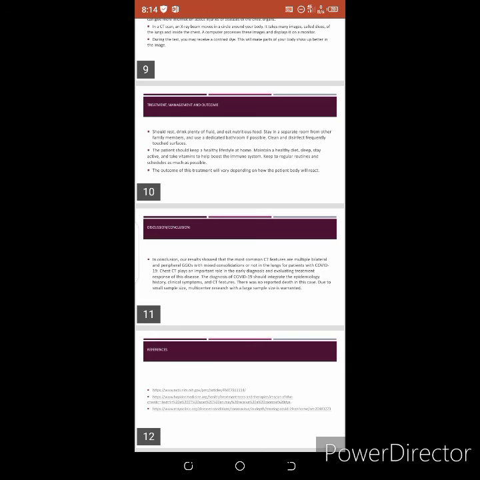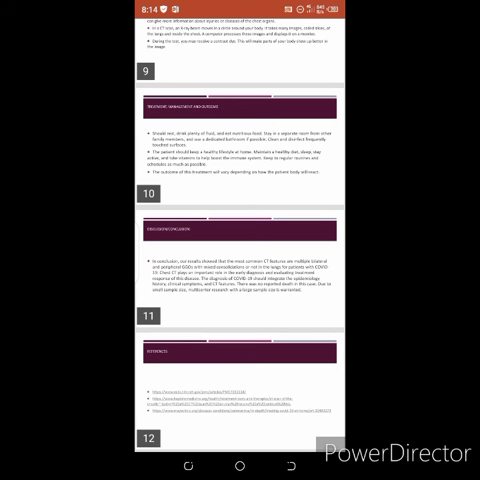For treatment management and outcome, the patient should rest, drink plenty of fluids, and eat nutritious foods. Stay in separate rooms from other family members and use a dedicated bathroom if possible. Clean and disinfect frequently touched surfaces. Also, the patient should keep a healthy lifestyle at home, maintain a healthy diet, sleep, stay active, and take vitamins to help boost the immune system. Keep to regular routines and schedules as much as possible. The outcome of this treatment will vary depending on how the patient's body will react.